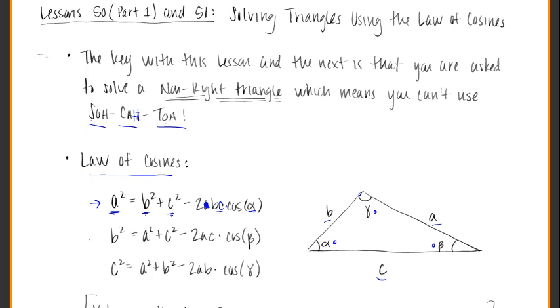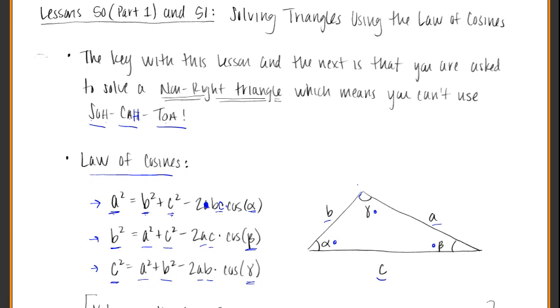So formulas 2 and 3 are just other alternatives. If I want B, then the other two sides other than B are A and C, so B squared equals A squared plus C squared minus 2AC, and the angle opposite B is beta. For C squared, the other two sides are A and B, and the angle opposite C is gamma. And that's all you have to do for law of cosines, so it's actually a pretty simple one to memorize.